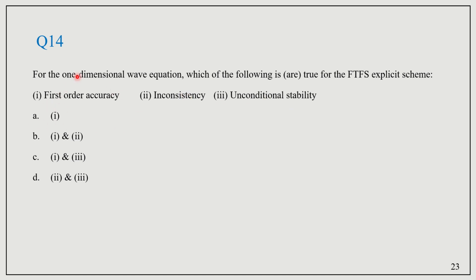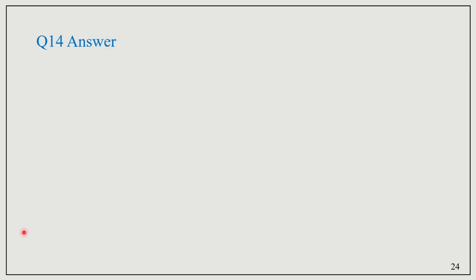A, 1 is true. For the one-dimensional wave equation, which of the following is true for the FTFS explicit scheme? So it is option A, first order accurate only is true. Second and third are false. So the answer is option A. A1 is the right answer. So we'll see the answer.